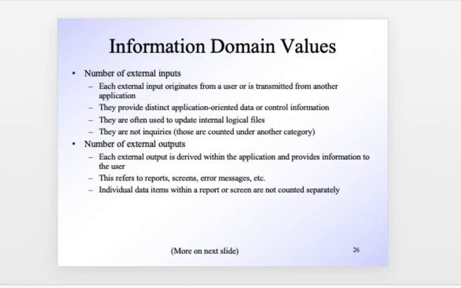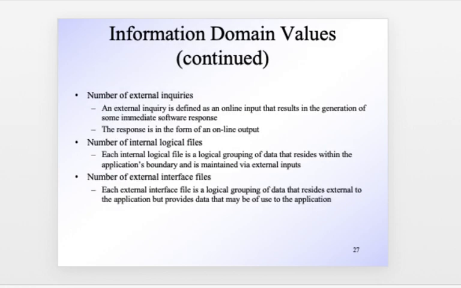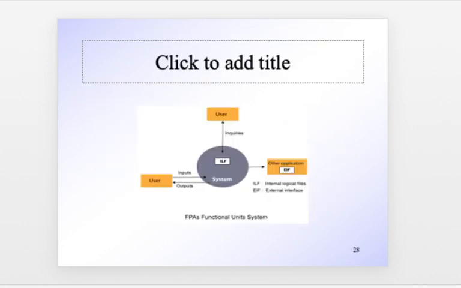If you look at the key concept of the function point metric, we have something called the IDV, the information domain value, based on the number of external inputs, the number of external outputs, the number of external inquiries, the number of internal logical files, and the number of external interface files. There are 5 IDVs that play a key role in the function point metric. This is how it looks diagrammatically.